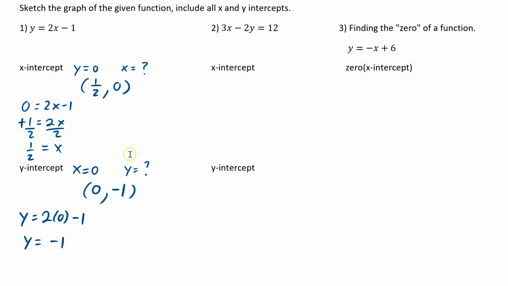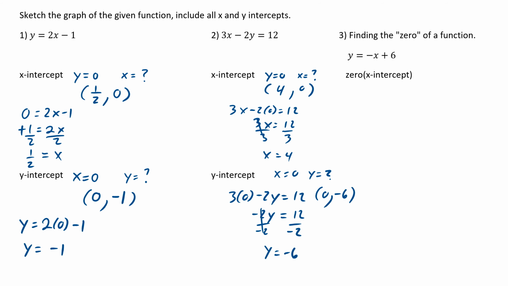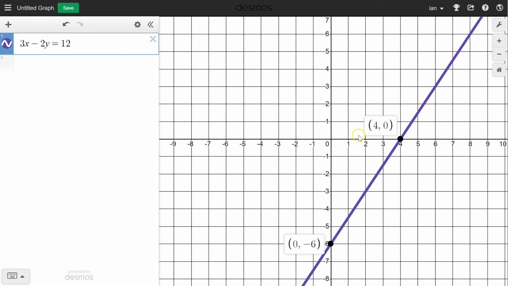I want you to hit pause now, and you try the next one, and then plug it into Desmos and make sure your answers are correct. So hit pause now. So you should have gotten these 2 values, 4, 0, 0, -6. And if we check with Desmos, see, exact same values. So again, y is 0 gives us the x, x is 0 gives us the y.